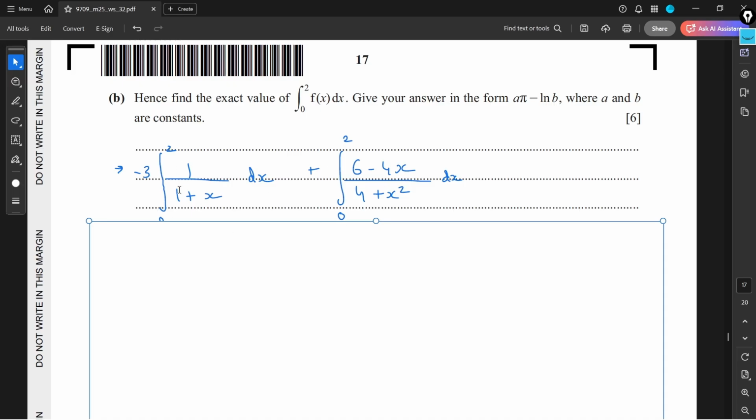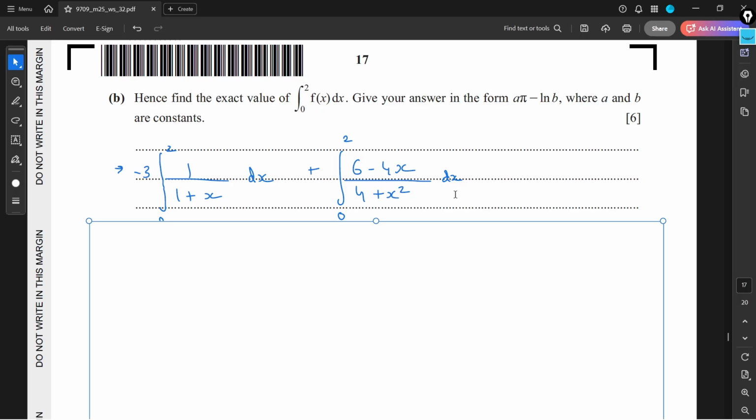On the left hand side, it's pretty straightforward. 1 by ax plus b, again it's in the format. And on the right hand side, what I'm going to do is distribute my 4 plus x squared for both the terms. So it's going to become 6 by 4 plus x squared and then minus 4x over 4 plus x squared.